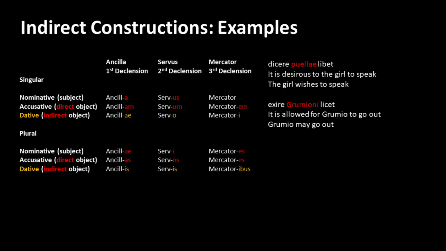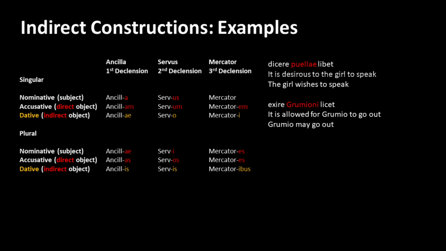Exire grumioni licet. It is allowed for Grumio to go out. Unlike the first, this sentence doesn't come close to the incomprehensible, but it is clumsy, and I hope you can see why the term Latinate is so often derogatory. It describes a kind of English that might as well be dead. Once more, you translate this by taking Grumio out of the dative case and putting him back in as the subject. Grumio may go out, or Grumio can go out, or Grumio is allowed to go out.